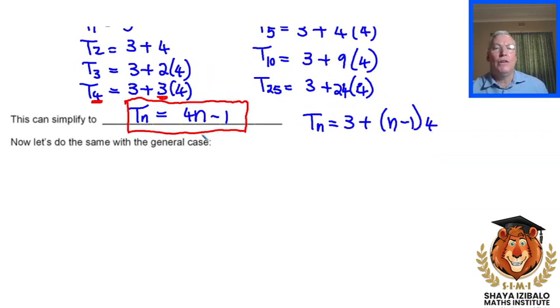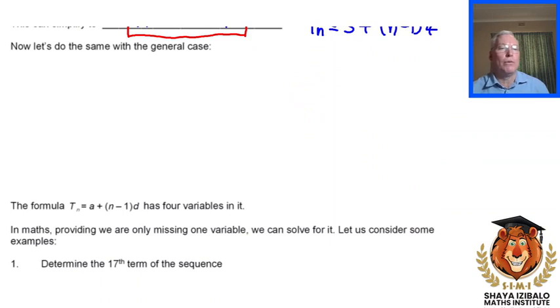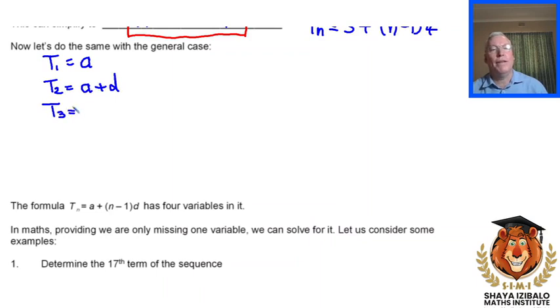Now let's do the same again, but this time we're going to do it with the general case, all right? So the first term is a. How do we get to the next term? Well, we add d. How do we get to the next term? Well, we add another d. How do we get to the next term? Well, we add another d.